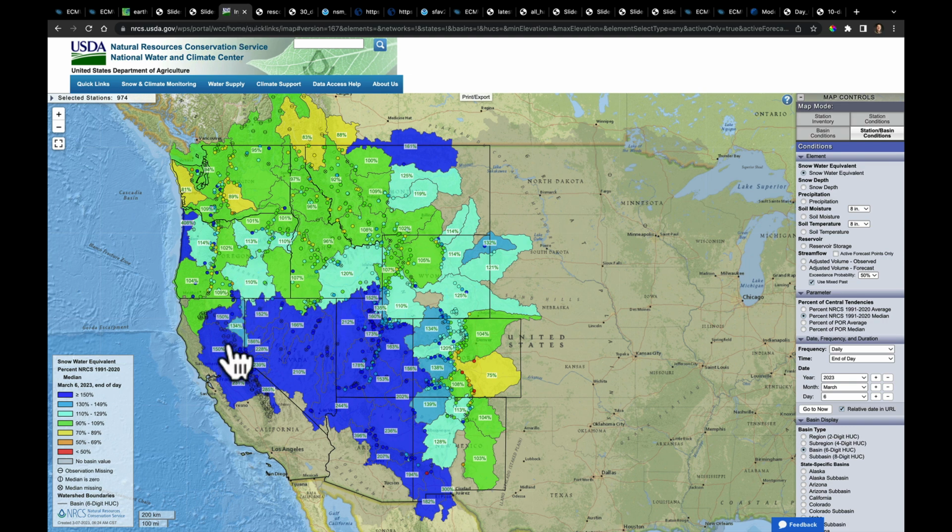And we see a lot of 150 to over 300% of normal snowpack that stretches from California into Nevada, Utah, into the Upper Colorado Basin and down into Arizona. The numbers have been improving in the Pacific Northwest as well, and we're going to continue to see those numbers improve here in the Cascades and Northern Rockies as we go forward.